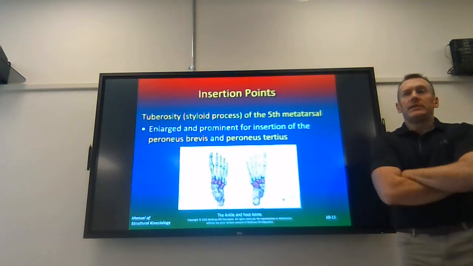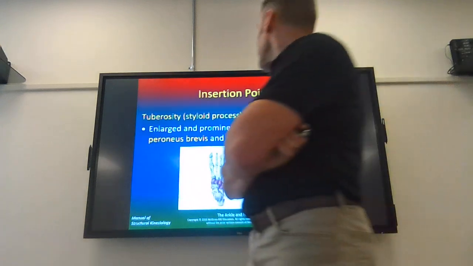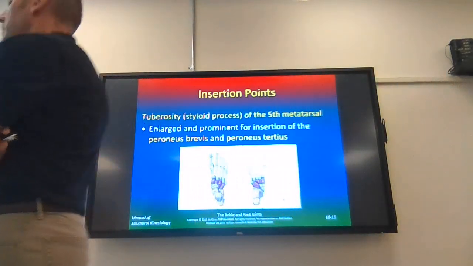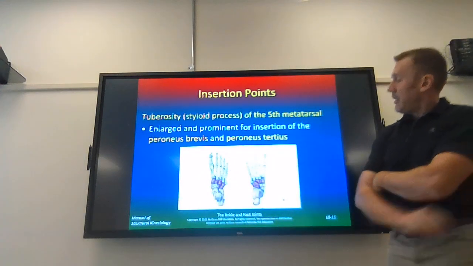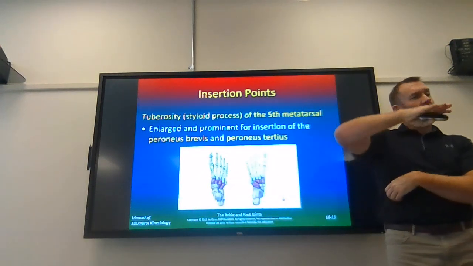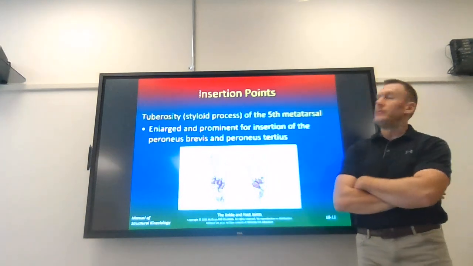So just take your time. So if you have tendons that are pulling on that point, the sole of the foot's going to turn out into eversion.